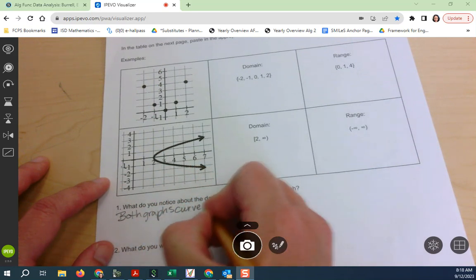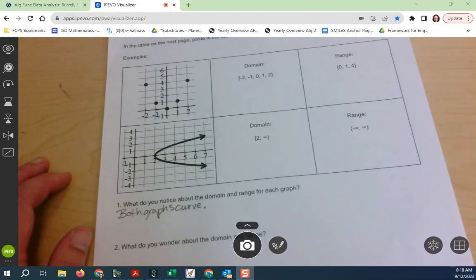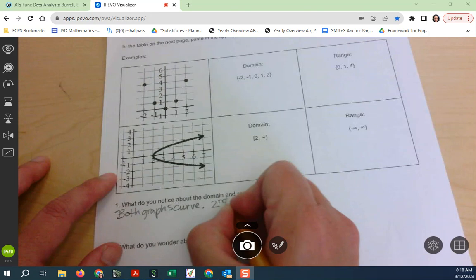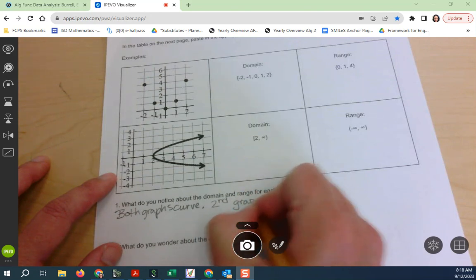Does anybody else in that group want to share? Natalie, Ez? The second graph does not work because it doesn't sit down. Good. Second graph is not a function, right? Because of the vertical line test.